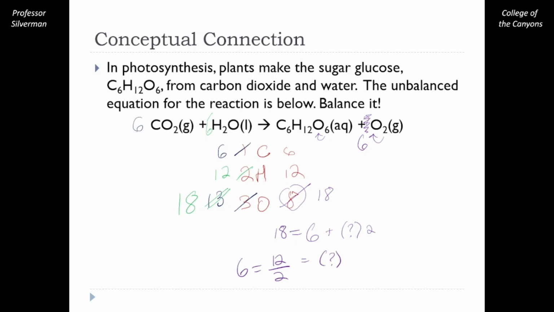This is like a nice recipe. 6 carbon dioxides react with 6 waters. When this happens, we get to build 1 of our glucose molecules and 6 oxygen molecules.